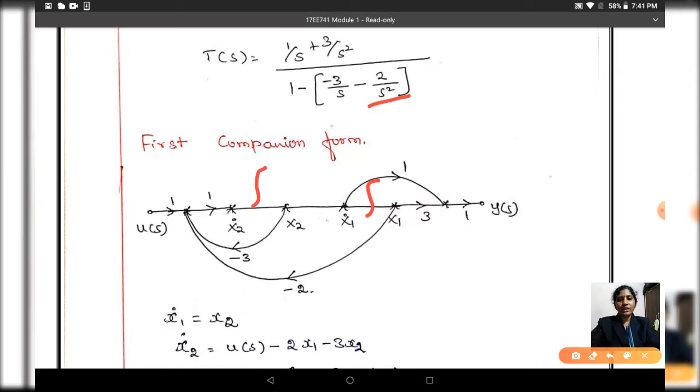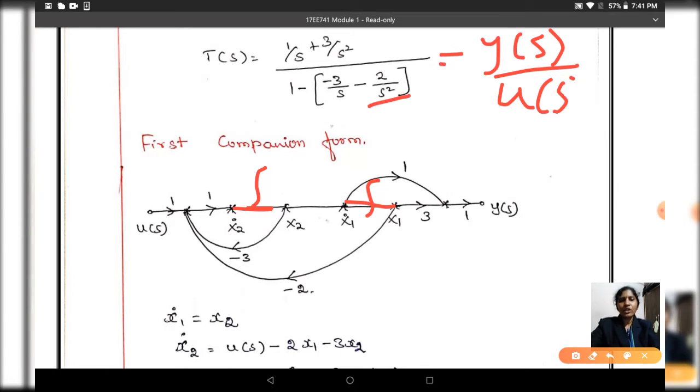The first integrator gives x2 dot, and after integrating you get x2. One more integrator gives x1 dot, and after integrating you get x1. So you need to draw the signal flow graph for this particular transfer function, y of s divided by u of s.